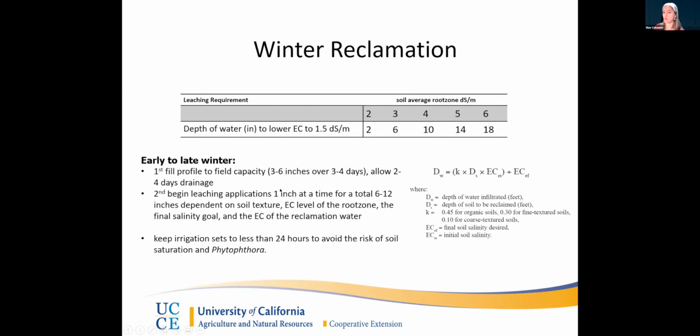So we're going to begin with just applying 1 inch at a time over the course of the winter for a total of 6 to 12 inches. And again, that's going to be dependent on your soil texture, the starting level of salt concentration in the root zone, what your final salinity goal is, and the EC of your reclamation water. You want to make sure to keep your irrigation sets to less than 24 hours to avoid the risk of saturating the soil and creating anoxic conditions that can lead to infections like Phytophthora.